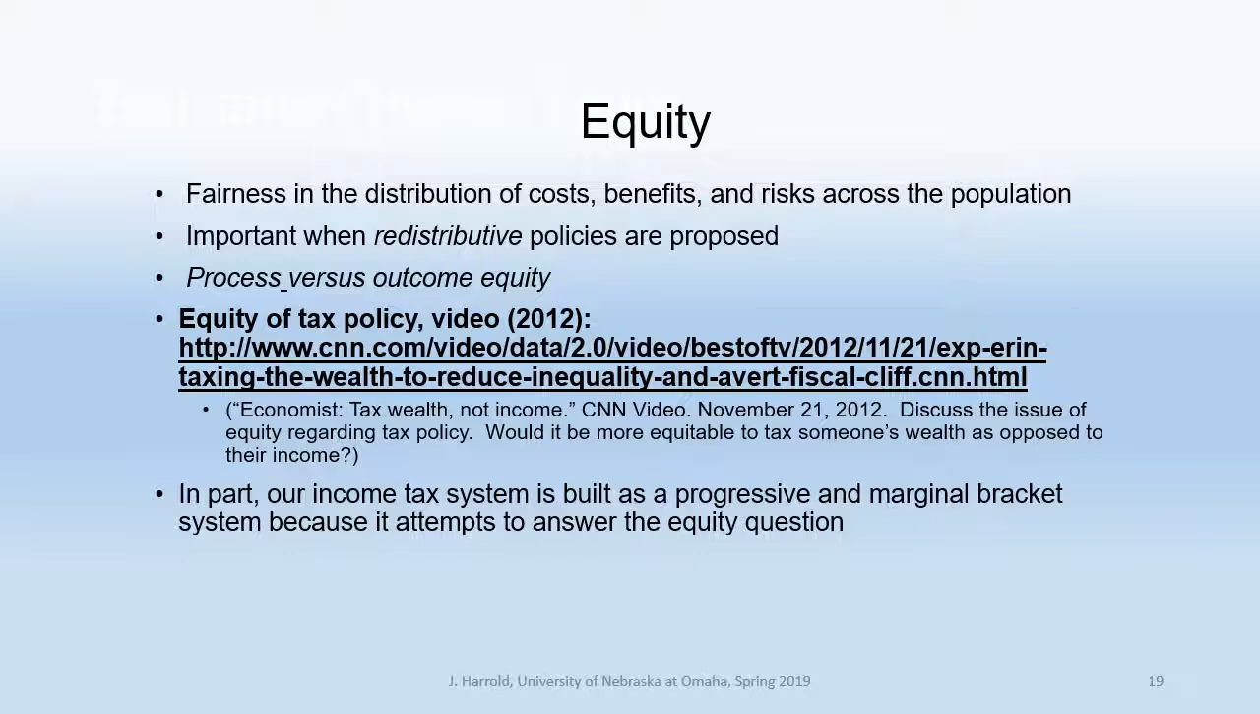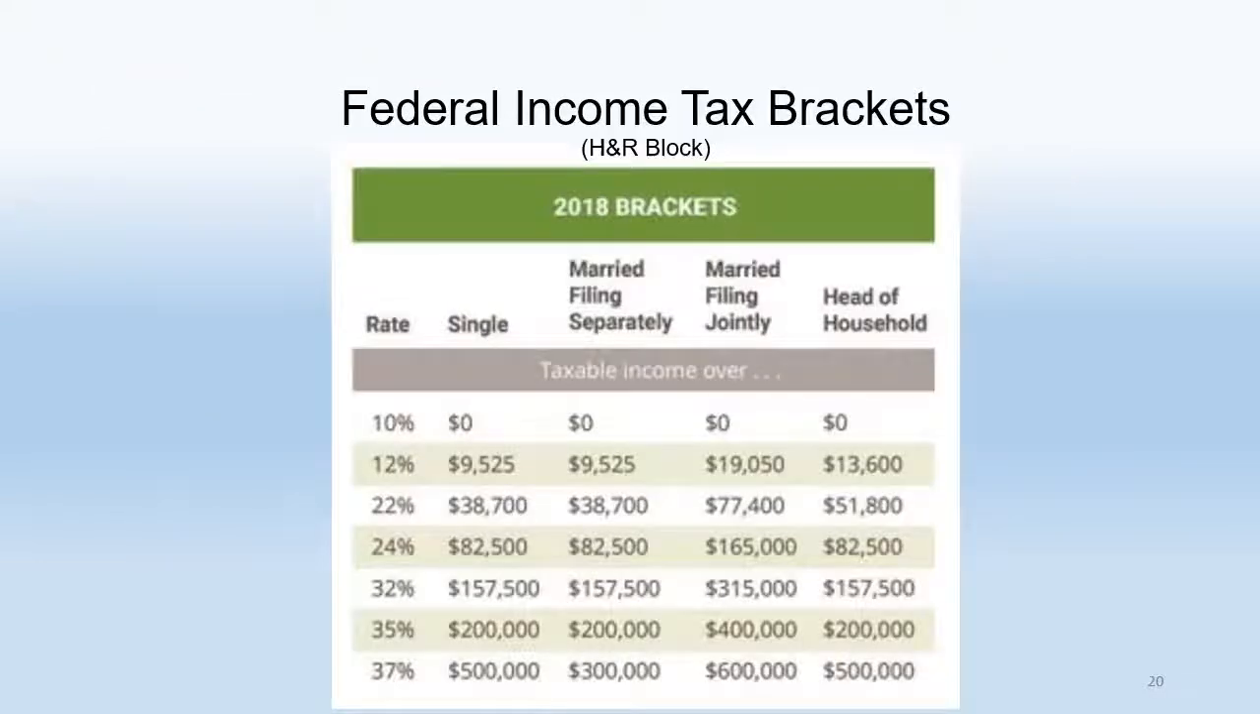Well, in fact, we don't do that necessarily. We tax income, but our income tax system really is built as a progressive and marginal bracket system because we're trying to answer, at least in part, the equity question. So this is, I took this from H&R Block. This is the tax brackets in effect for this year.